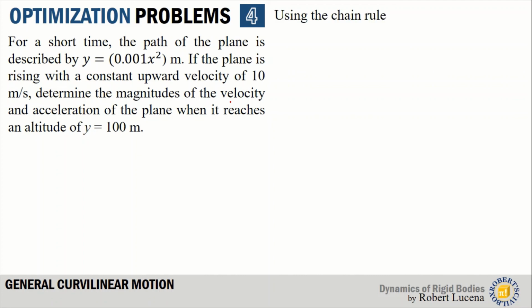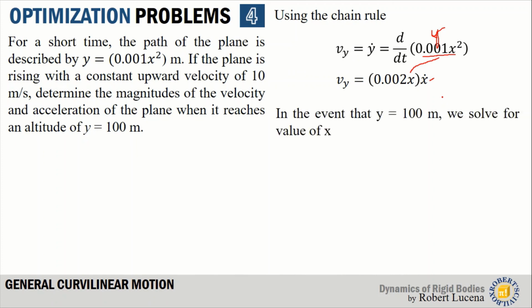Now, using the chain rule, we have the equation y in terms of x. If we get the derivative of y, we get the velocity about y. So this equation is your y. Now, getting the derivative of this one using the chain rule, that yields 0.002x. So the derivative of this one is 0.002x, but don't forget the x dot because this is your dx over dt. So now we get Vy.